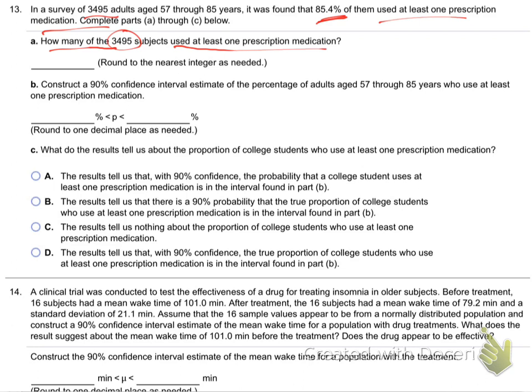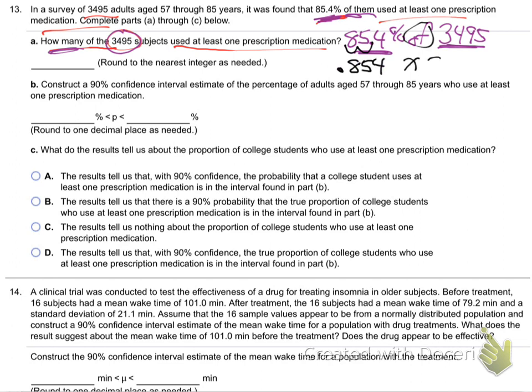So it says we have 3,495 subjects and 85.4% of them. So in other words, 85.4% of the 3,495 people use at least one prescription medication. So how do you find out how many actual people that is? You just make it a decimal, 0.854. And what is of always in math? Times. Of is always times in math.